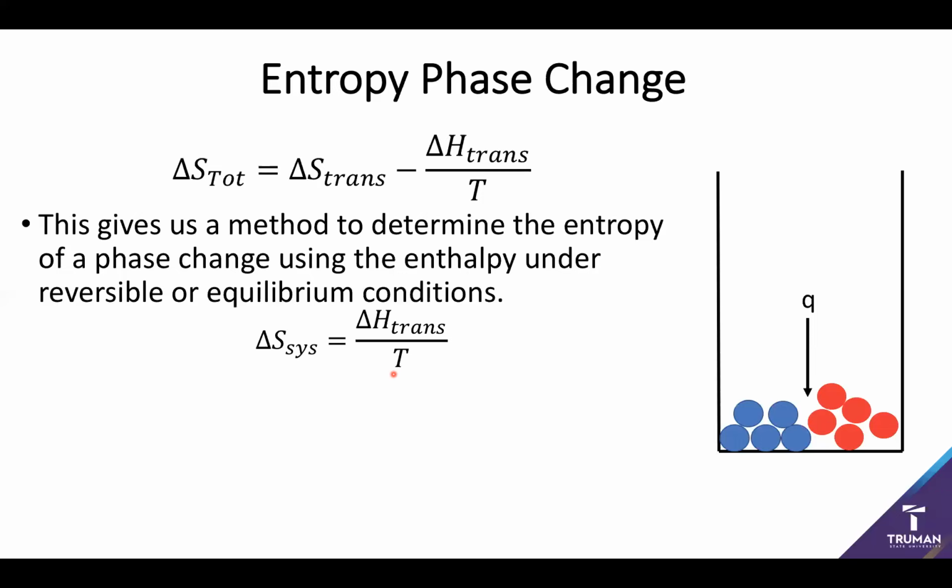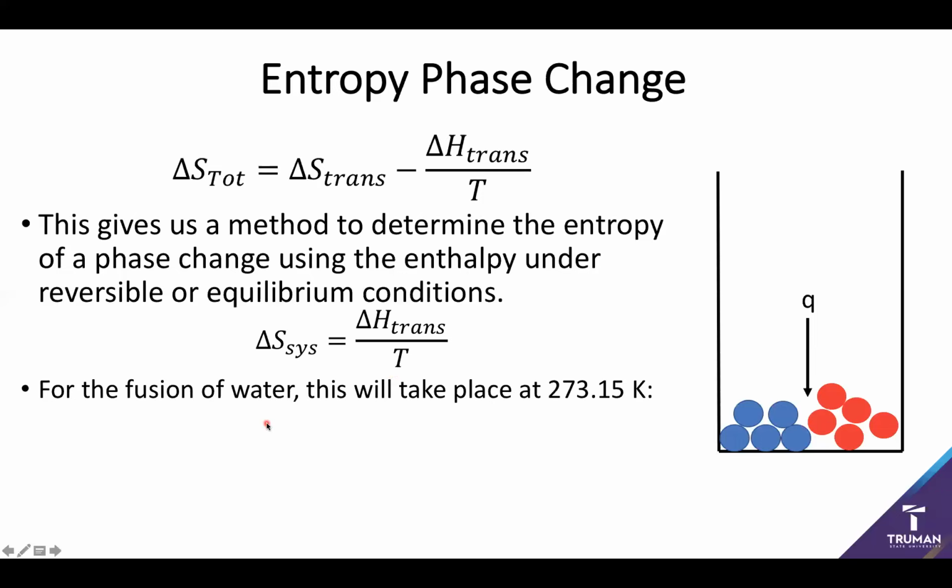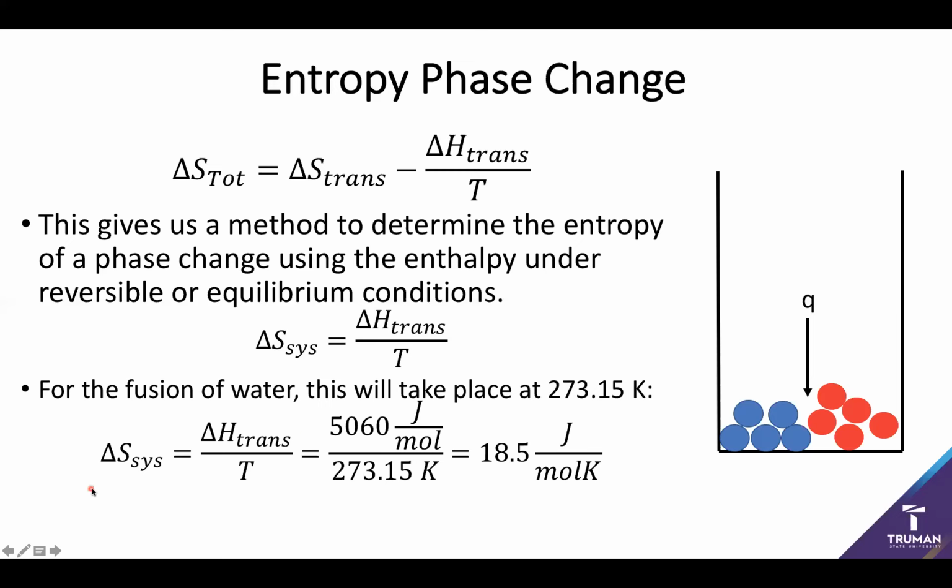at a certain temperature. So for example, if I'm looking at the fusion of water, so ice melting, it turns out that this transition takes place at 273.15 K or 0 degrees Celsius. Gotta love those numbers. So we can use this temperature along with the enthalpy of transition that we previously determined when looking at enthalpies of reactions to determine the entropy of the melting of ice.